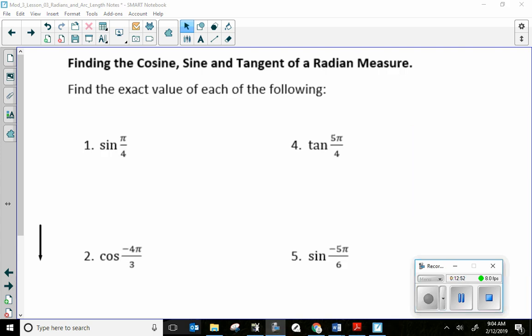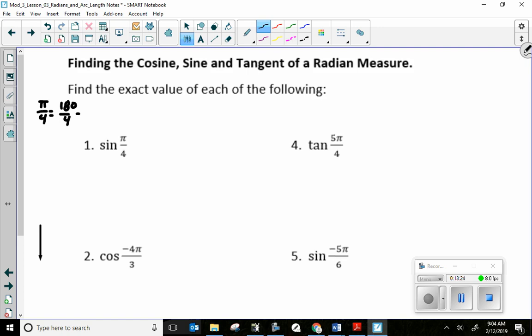Finding the cosine, sine, and tangent of a radian measure. Find the exact value of each of the following. The first thing I am going to do is change my radian to degrees, because then I can use the unit circle and everything is happy and life is balanced once again. So let's go ahead and do this. Pi over 4, it's 180 over 4. That's 45 degrees. So this is really asking me for the sine of 45 degrees.